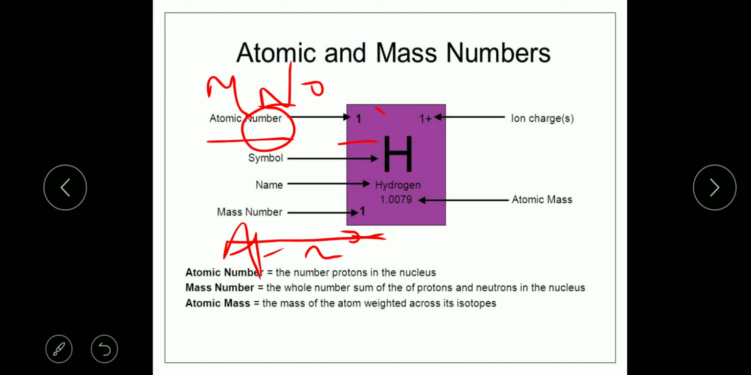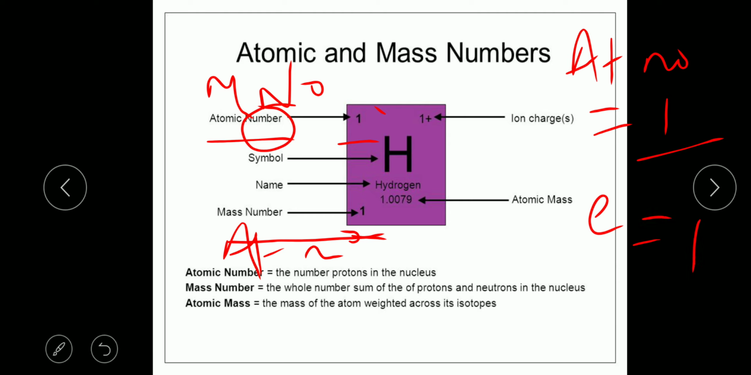So what is its atomic number? Its atomic number is 1. So when it is having atomic number 1, what will be its number of electrons? Electron is also 1. What will be its number of protons? Proton is also 1. What is its mass number? Its mass number is 1.